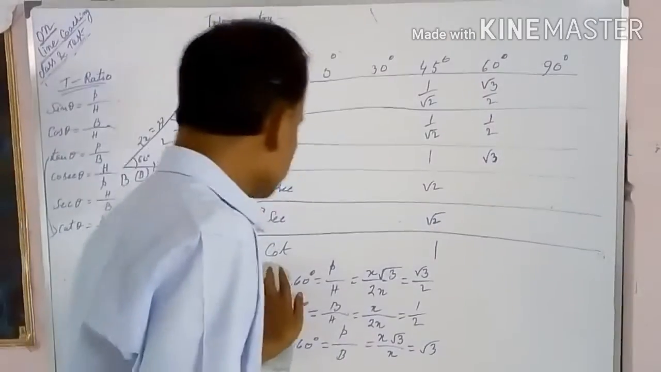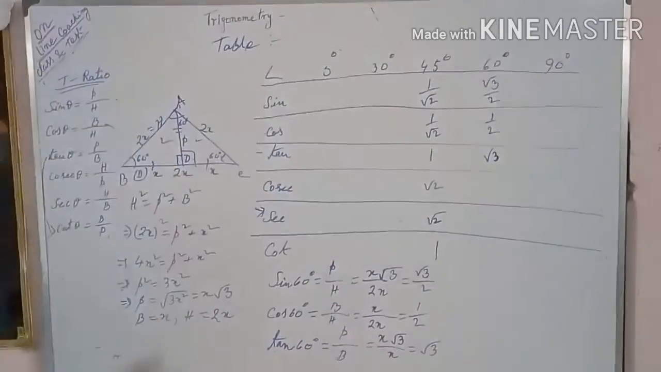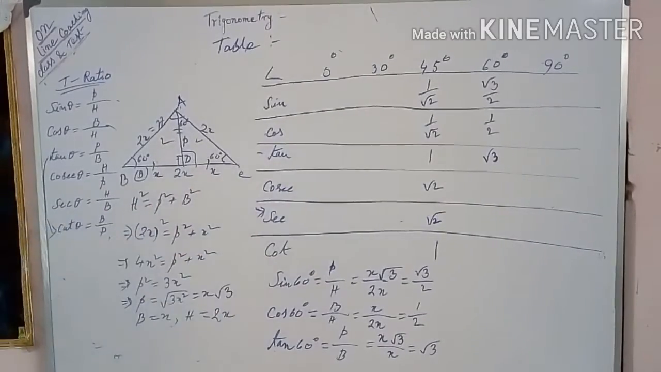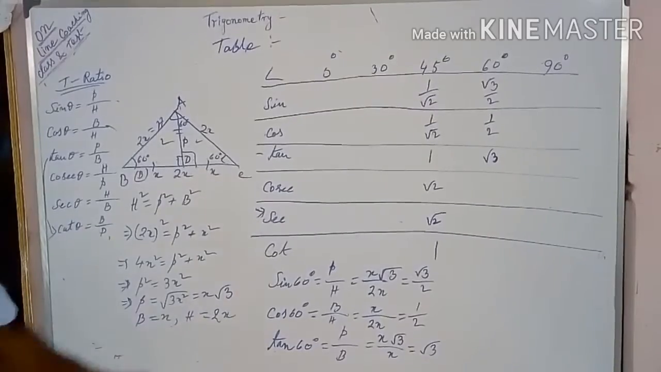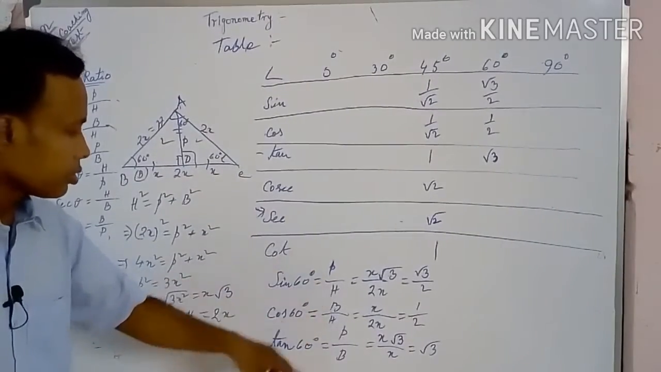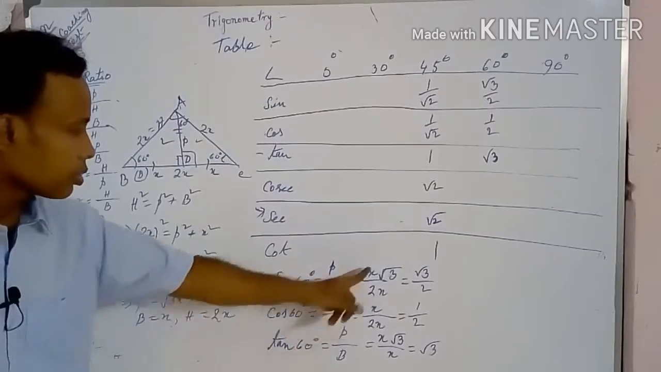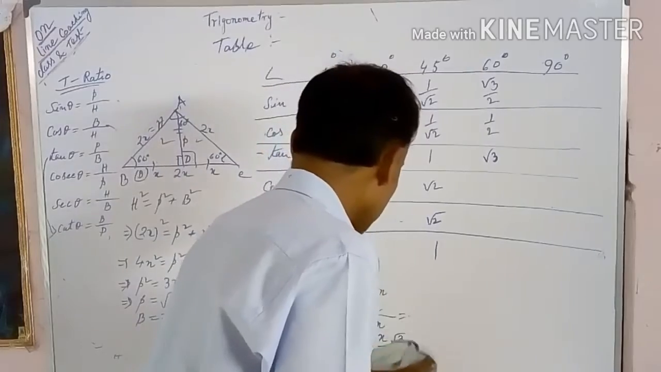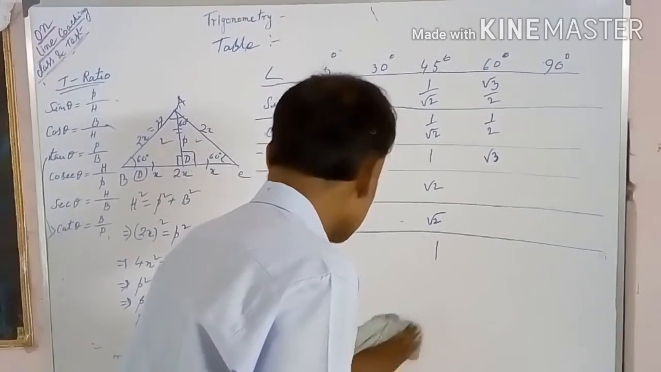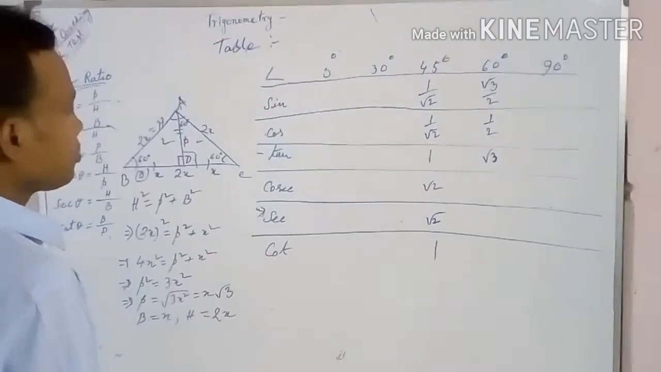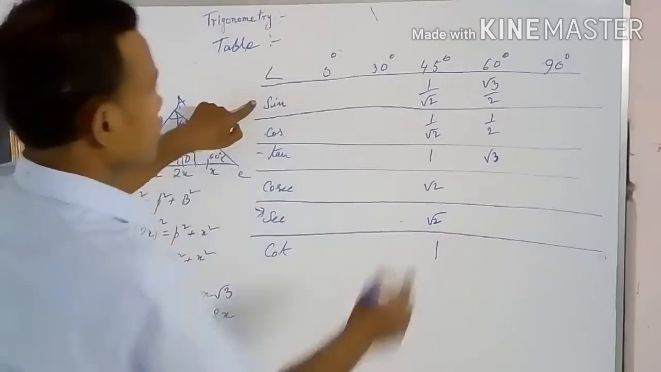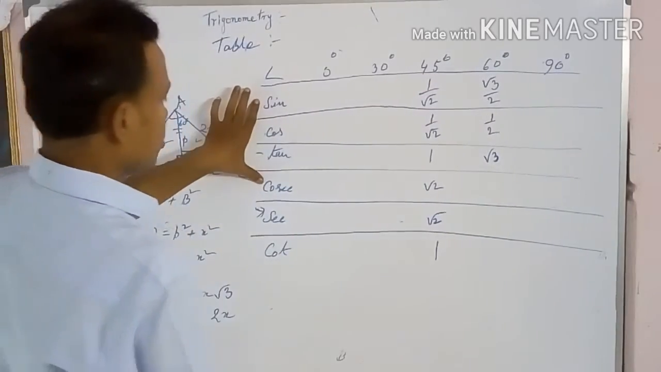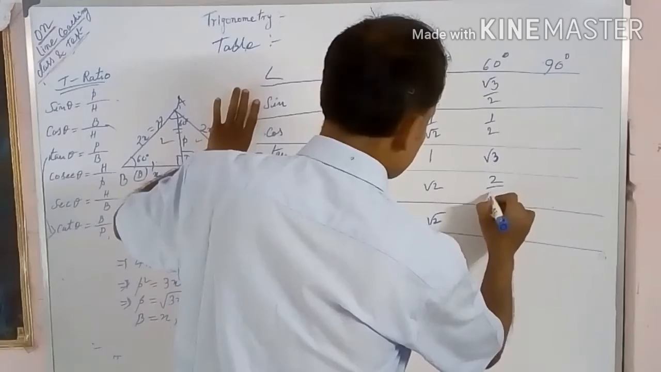So now we can easily determine the value of cosec, sec and cot. Understand? Sin 60 degree is equal to perpendicular by hypotenuse, cos 60 is equal to base by hypotenuse. Put the value, nothing else. Now sin 60 is equal to root 3 by 2, then cosec 60 degree will be 2 by root 3. Just the reciprocal.